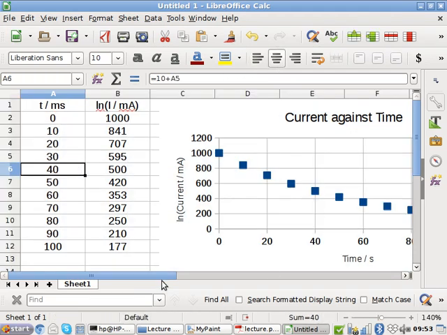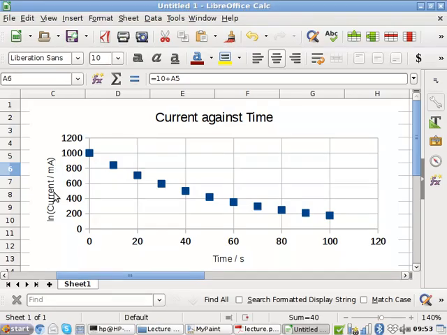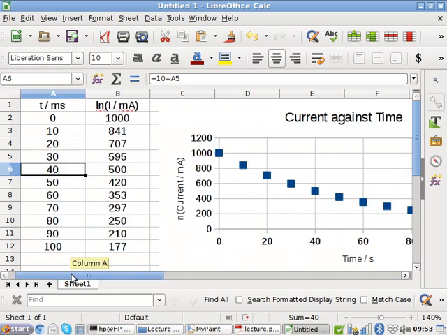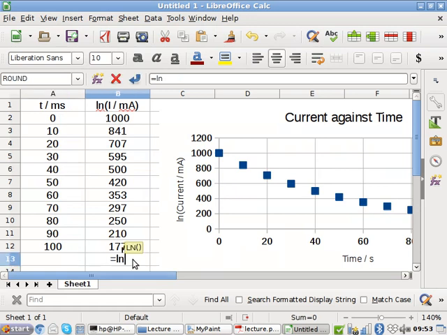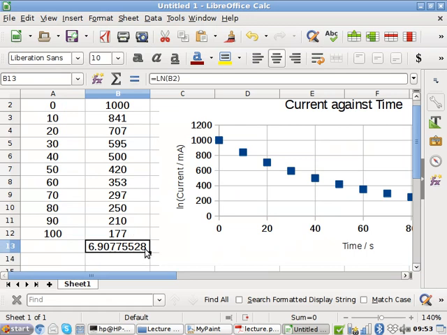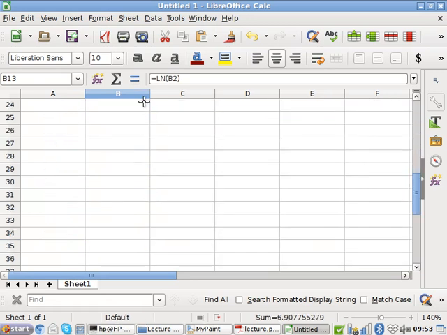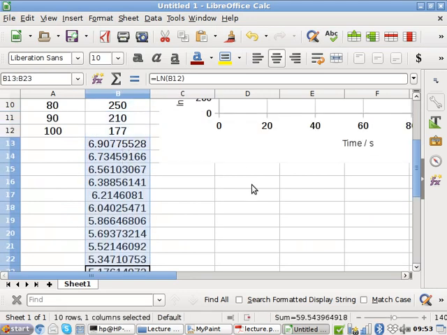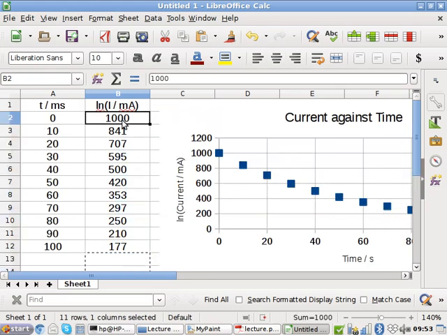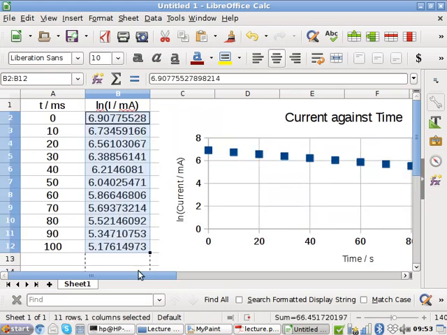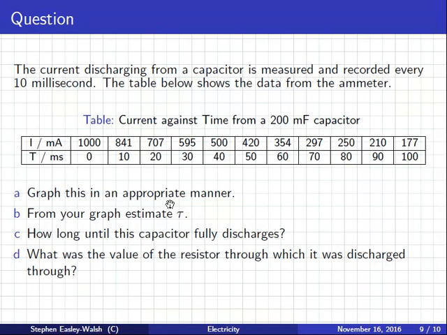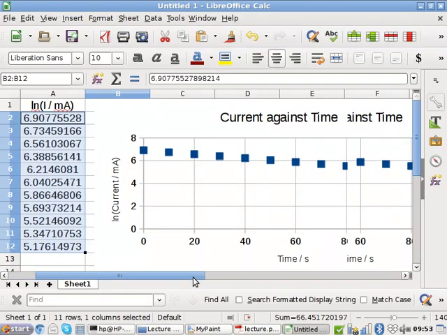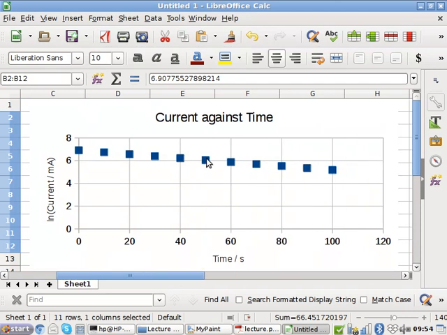Is this graph right or wrong for the first part? Well, it's wrong because we shouldn't be using current. We should graph log of the current. Yeah. So let's change these into logs. Okay, so making these logs. Now, do I have this graph in an appropriate manner? Yeah, because now it's a nice straight line. In fact, let me draw the line in for you.